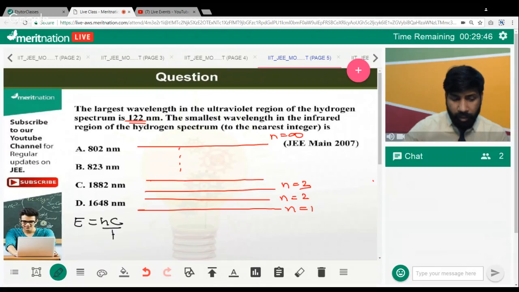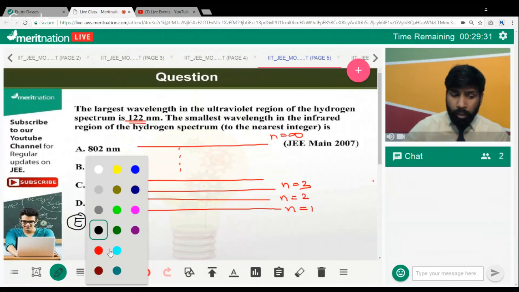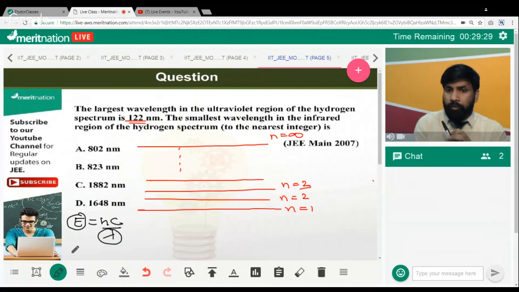So students, we also know that E is equal to hc by lambda. There is an inverse relation between the energy and the wavelength. It means the more the energy, the less the wavelength. So if we are talking about the largest wavelength, that is only possible when the difference of energy is very, very small. In that case, the wavelength will be large.